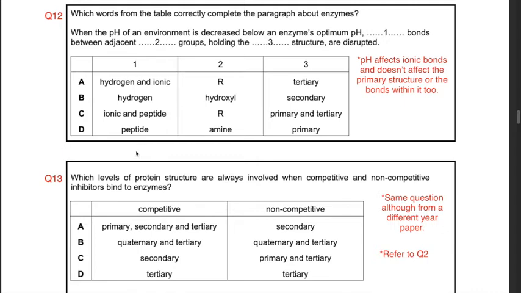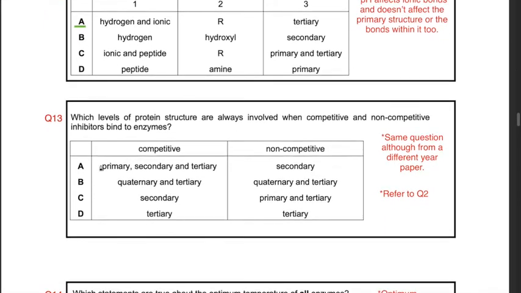Hydrogen and ionic bonds between adjacent R groups holding the tertiary structure are disrupted. Yes, because tertiary structures form the main part of the enzyme, that is the active site, and also determine the shape and function of the enzyme. Hence, if pH changes, it affects the overall shape of the enzyme as well as tertiary structure. Therefore, A is the correct answer.